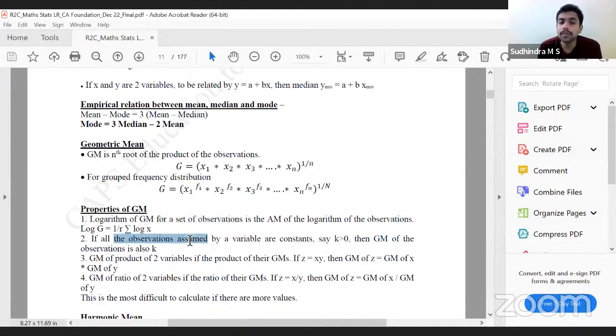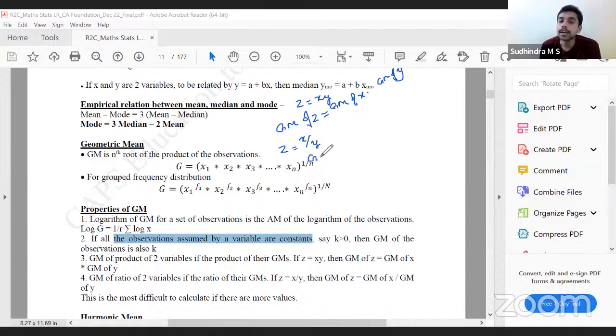Second one, we all know if all the observations are constant, geometric mean is also that constant. Third property, if z is equal to x into y, geometric mean of z will be equal to geometric mean of x into geometric mean of y. If z is equal to x divided by y, geometric mean of z is equal to geometric mean of x divided by geometric mean of y. Disadvantage, it is most difficult to calculate if the number of values are more. Clear? That is geometric mean.